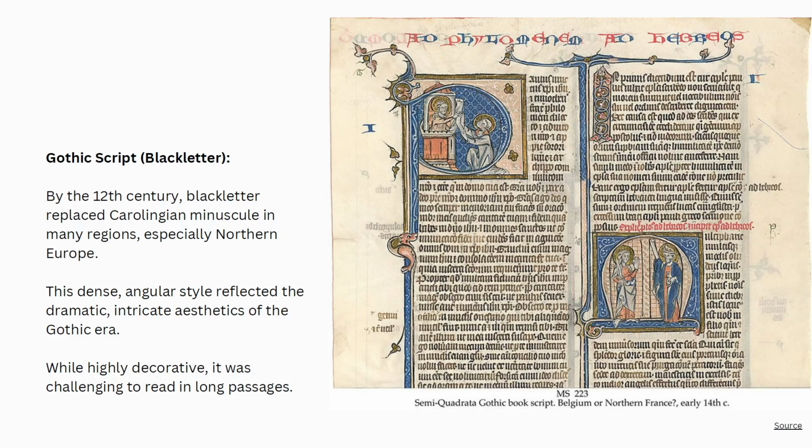So if someone says Gothic or black letter, it's going to mean the same thing. Around the 12th century, black letter is replacing the Carolingian minuscule. And what's interesting with this is it's a little bit harder to read. It's really dense, it's angular, but it's a dramatic aesthetic of this era. It is highly decorative, but it is, as we can see in the image, a bit of a challenge to read whenever it's in long passages.